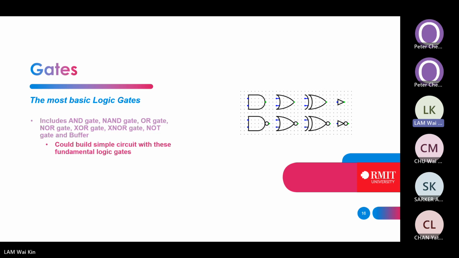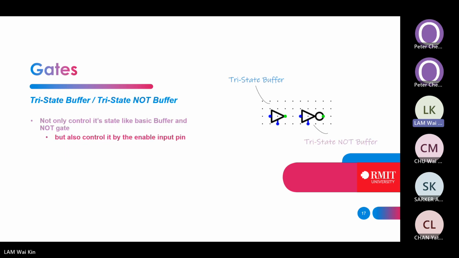Next, we move on to the gates. The most basic logic gates are AND gates, NAND gates, OR gates, NOR gates, XOR, XNOR, NOT, and buffer. These are the most basic components that we need to build a circuit. Furthermore, we have components like the tri-state buffer and tri-state NOT buffer. They not only control their states like the basic buffer, but are also controlled by the enable pin here.